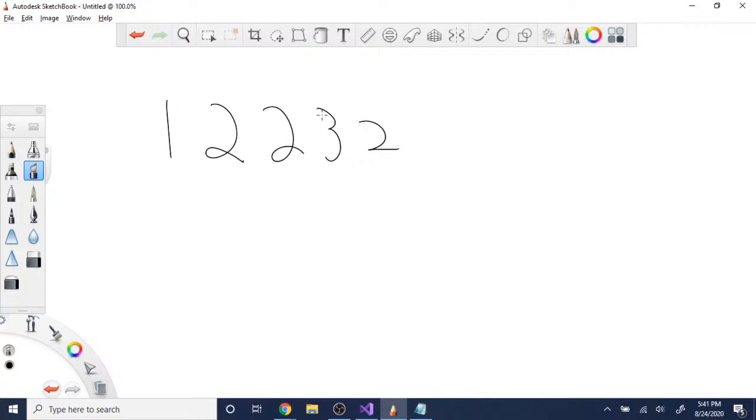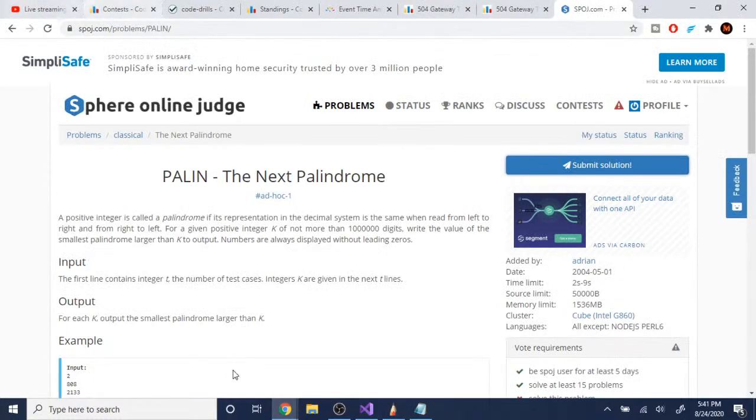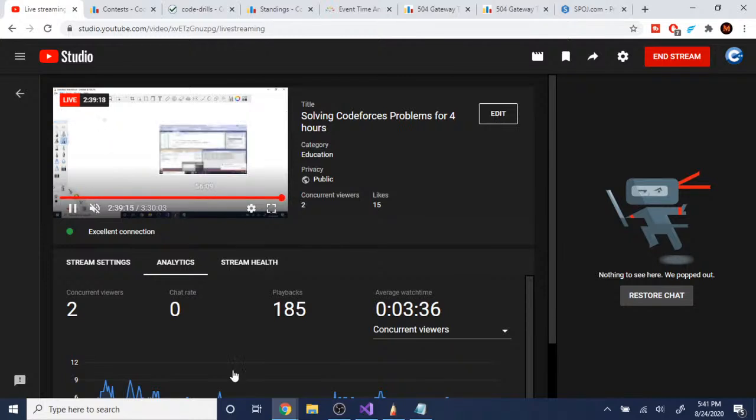What do we do? We find the largest number, in this case the largest digit, and then we repeat that. So that'll be 3, 3, 3, 3, 3, 3. Because you can't do 2, 2, 2, 2. Let's see. Do I have time to do another one?